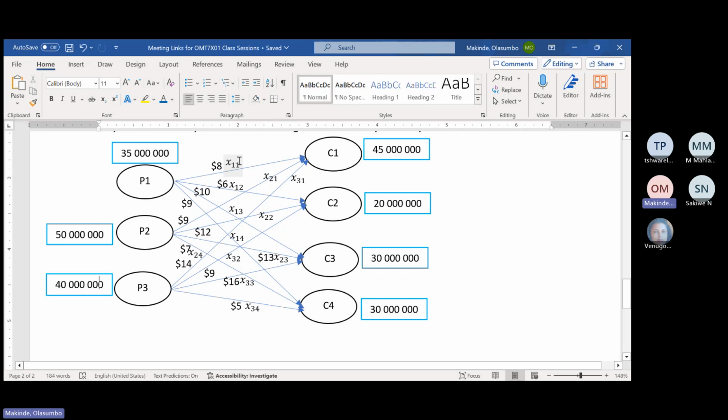Do you agree with me? The total cost of shipping from P1 to C1 is 8 times X11. If you agree, type Y on the chat window. Do you agree with me there?